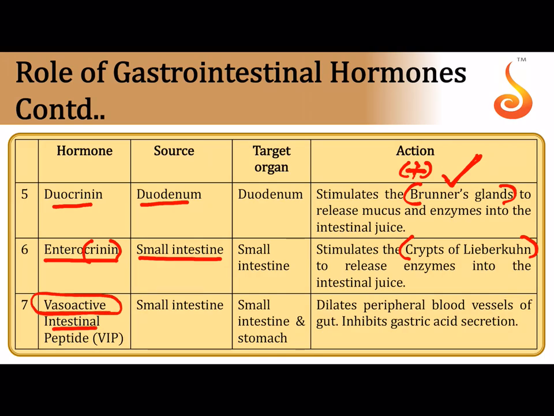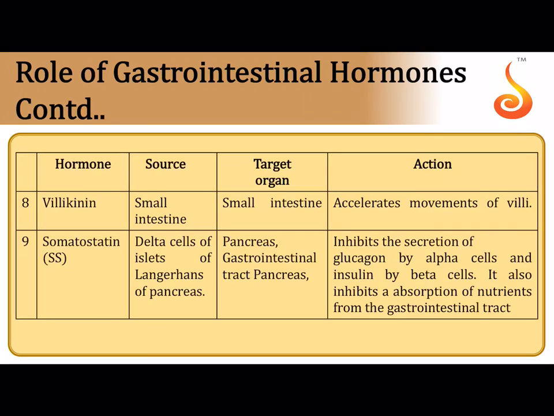Vasoactive because it broadens the blood vessels in the peripheral parts of your digestive system. Vasodilation. And it also inhibits your gut motility and the secretion of gastric acid in your stomach, and the stomach motility is inhibited. Then we have villikinin. Villi are finger-like projections. The villi are usually stimulated to move around so that they can absorb all the food substances very easily with the help of a hormone called villikinin secreted by the small intestine.